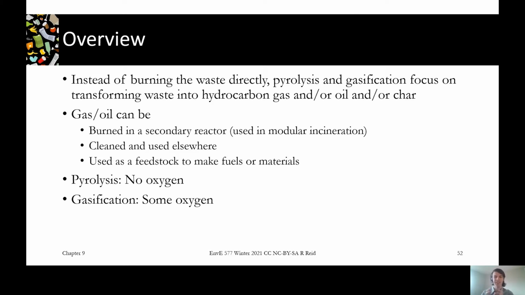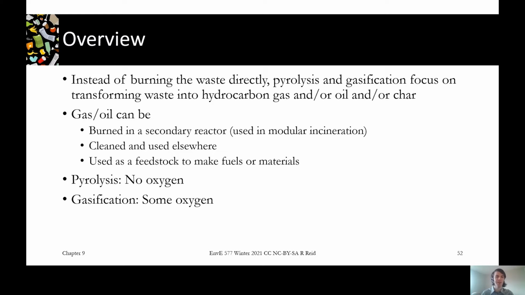But the pyrolysis or gasification process itself is really about transforming the molecular structure of that waste into something that's more easy to use for something else. Now, the gas that comes from pyrolysis and gasification, or the oil, could be burned for energy, which is a little bit more efficient than trying to burn the solids more directly, as is done in mass burn incineration. They could be cleaned up and used elsewhere as an alternative fuel, or they could be used as a feedstock to make other molecules for fuels or materials. We're kind of breaking down the waste into its building blocks, and you can do something else with those.